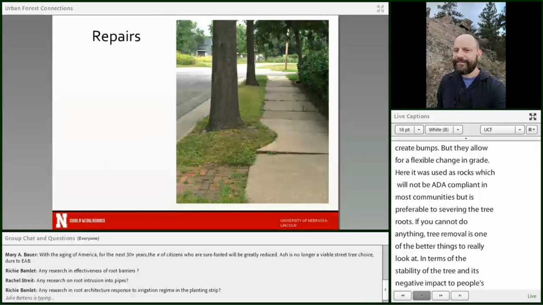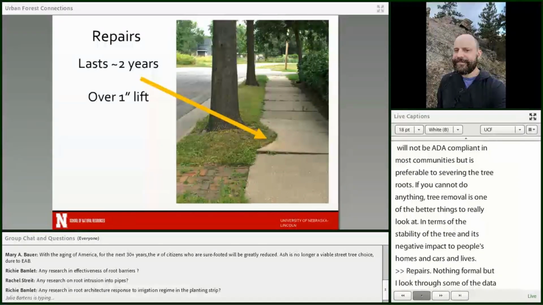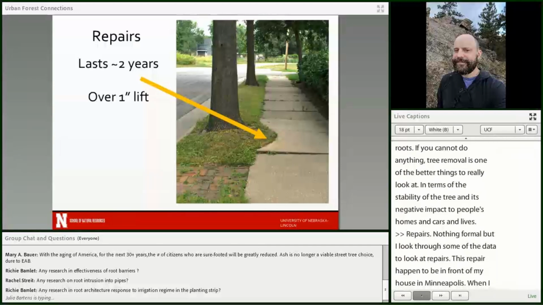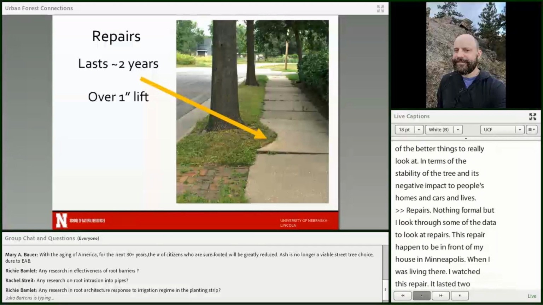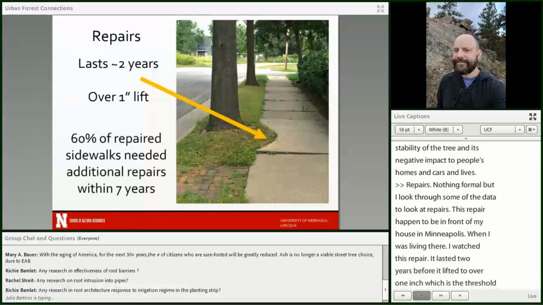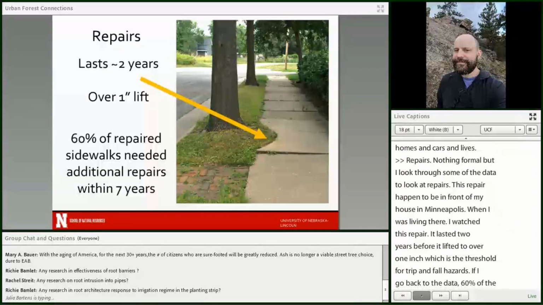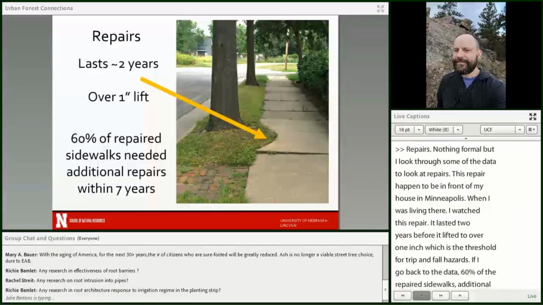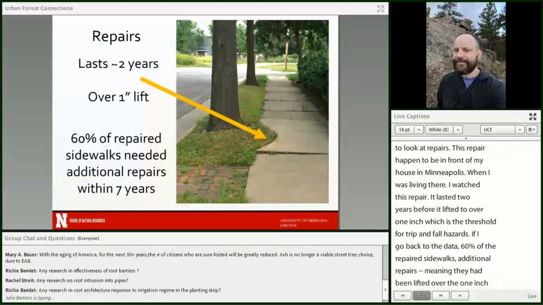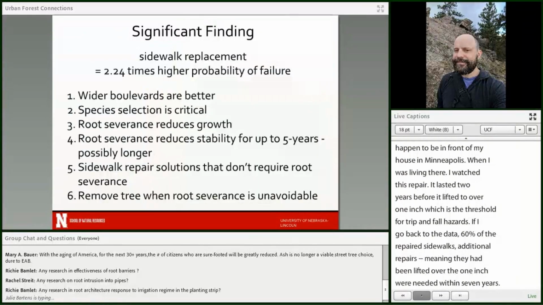Repairs, so we did a little bit, nothing formal, but I've looked through some of the data to look at the repairs. Here you can see this repair. This happened to be in front of my house in Minneapolis when I was living there, and I watched this repair. It lasted about 2 years before it lifted to over 1 inch, which is the threshold for trip fall hazard, so that's interesting. And if I comb back through the data, of the 60% of the repaired sidewalks, where the sidewalks had actually been replaced, additional repairs, meaning they'd been lifted to or over that inch, were needed within 7 years, and that's only because that's when we had the data. So some of them likely needed repairs sooner than 7 years, but we at least know within that set.